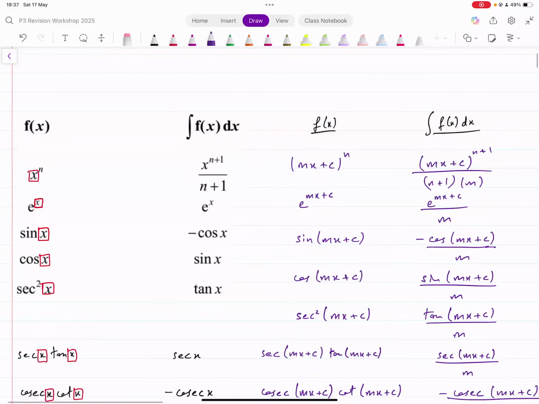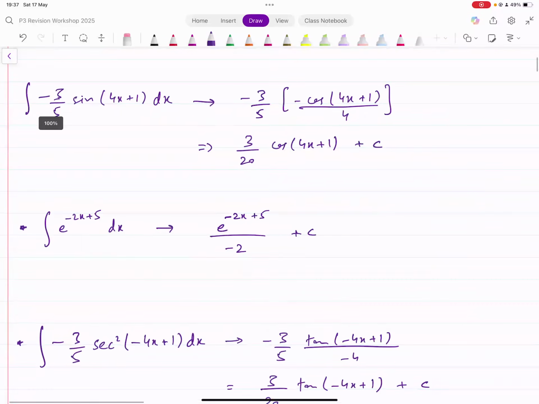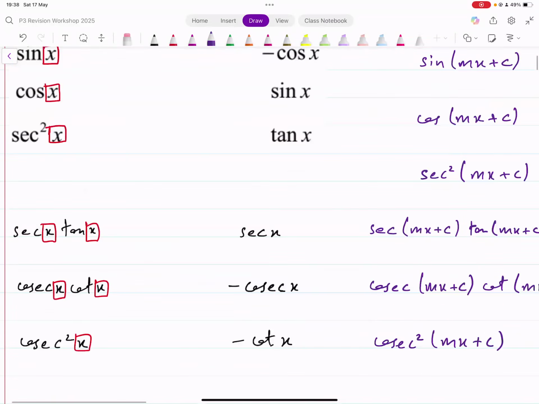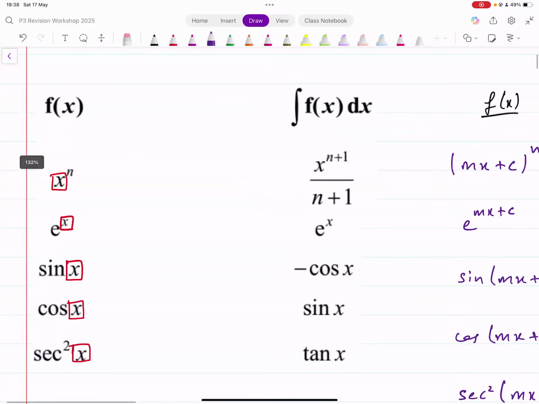For instance, if you had minus 3 over 5 into sine of 4x plus 1, minus 3 over 5 is a constant that remains as it is. Integration of sine is minus cos, so it becomes minus cos of 4x plus 1 divided by 4. Similarly, if you had e raised to power minus 2x plus 5, integration of e power something remains the same, but you have to divide by the derivative of this expression, that's minus 2, and that becomes your integration. So these are some functions that can be integrated directly.